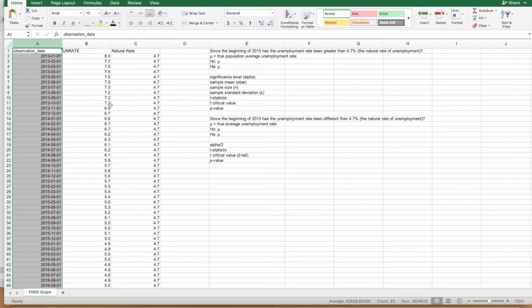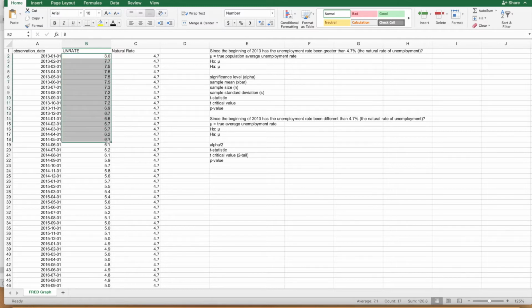So I went and I collected unemployment rate data. It's monthly, as we can see. So this is January 1, 2013. At that time, the unemployment rate was 8%. We can see that we were kind of still coming out of the 2008 recession, 2007, 2008 recession. So we can see that the unemployment rate is kind of decreasing over time here. I've written the natural rate of unemployment here.